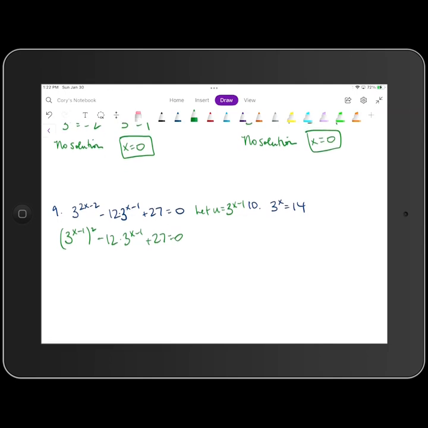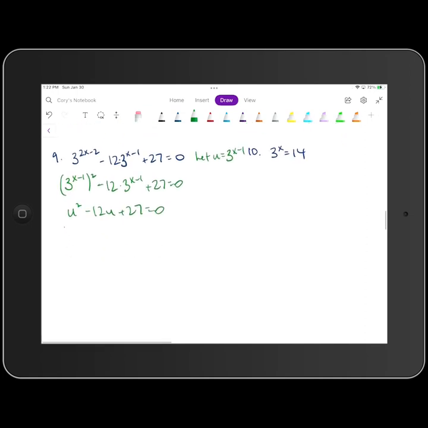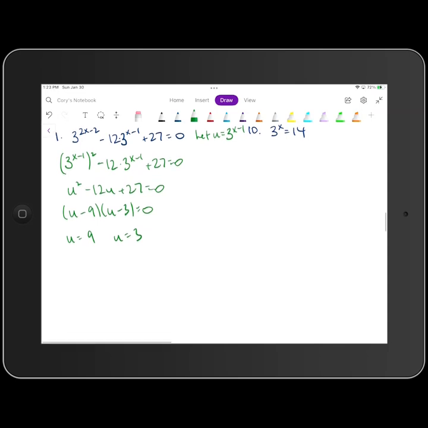All right, so if I do my u substitution, we get u squared minus 12u plus 27 is equal to 0. That equation factors to (u minus 9) times (u minus 3), which means that u is equal to 9 or u is equal to 3. Again, though, we are not solving the equation for u, we are solving for x. So we're going to replace u with 3 raised to the x minus 1 power is equal to 9, and 3 raised to the x minus 1 power is equal to 3.